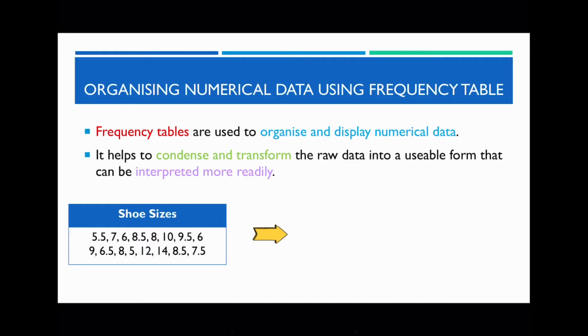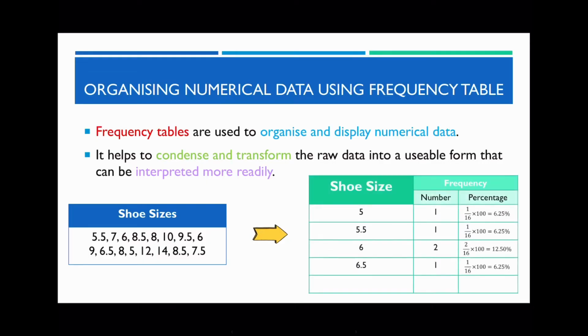So a frequency table is used to organize and display numerical data. It helps us to condense and transform the raw data into a usable form that can be interpreted more readily. So for instance, if I was to export all this raw data for shoe sizes into a frequency table, this is what it would look like.